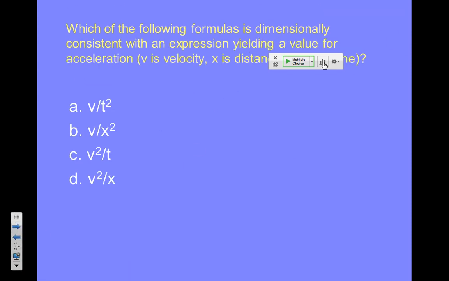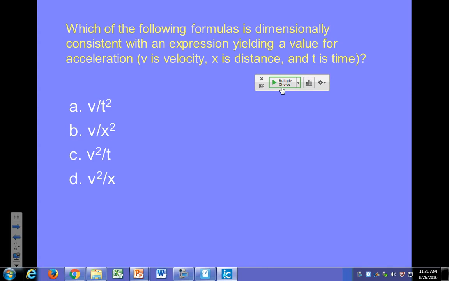Let's try this one. Which of these is consistent, or which of these has the same units as acceleration? Remember, V is meters per second, x is meters, t is seconds. Acceleration is meters per second squared. We're going to see that on Monday. But for now, just dealing with the units. Which of these is consistent with acceleration?